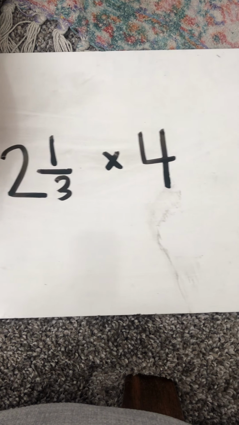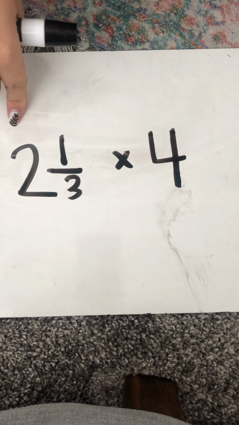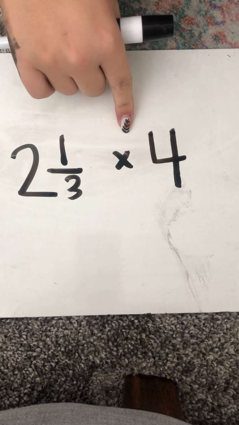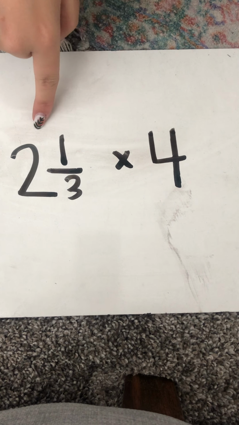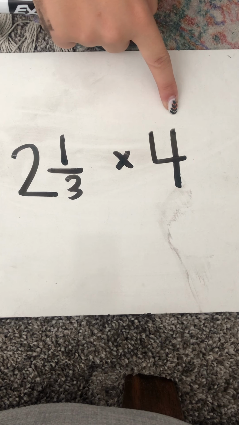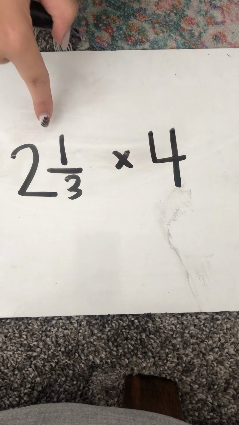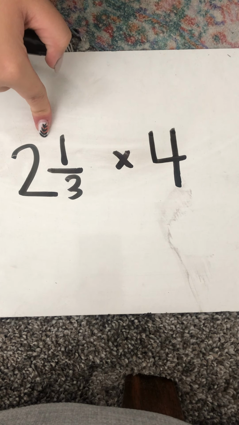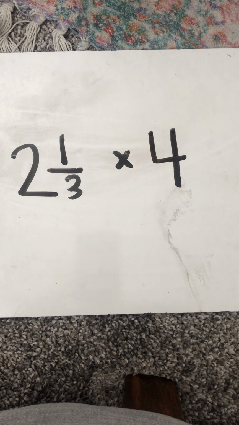All right. I have 2 1/3 multiplied by 4. 2 1/3 is a mixed number, and 4 is a whole number. Let's start by making this number into an improper fraction, so that way I have a nice numerator and denominator and nothing else.